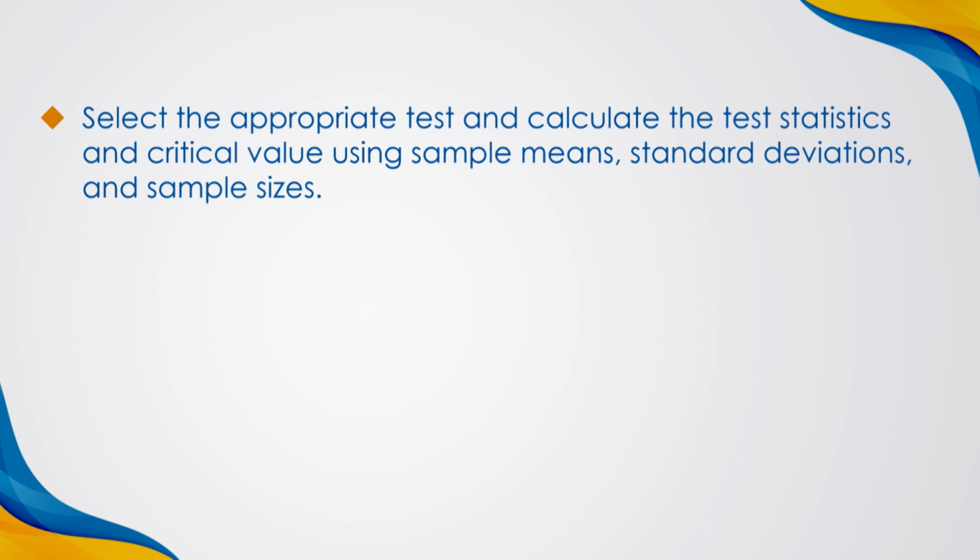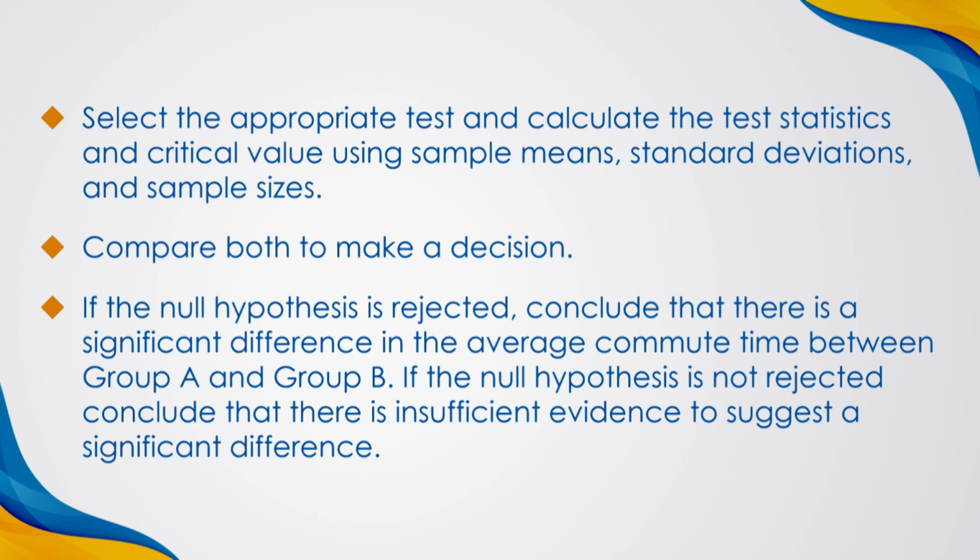Select the appropriate test and calculate the test statistic and critical value using sample means, sample standard deviation and sample size. Compare both to make a decision. If the null hypothesis is rejected, we conclude that there is a significant difference in average commute time between group A and group B. If the null hypothesis is not rejected, we conclude that there is insufficient evidence to suggest a significant difference.